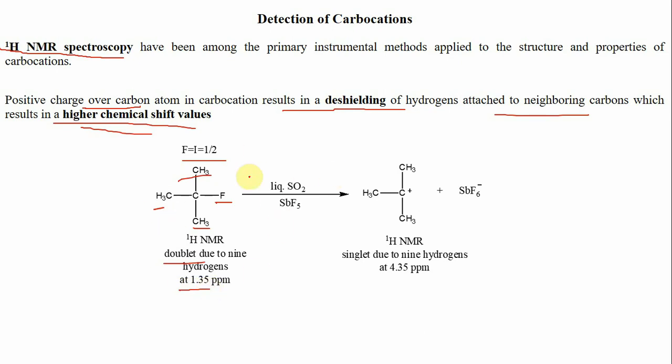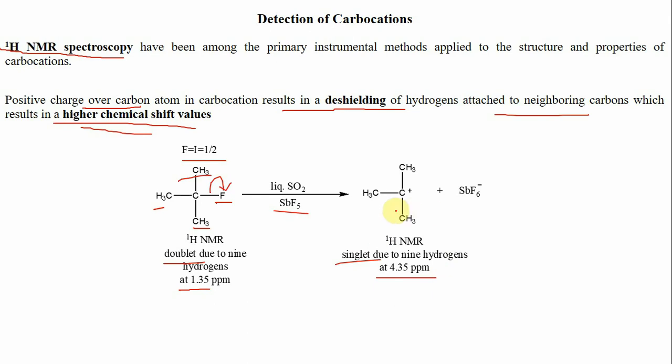Now if you treat this substrate molecule with antimony pentafluoride in liquid sulfur dioxide, this fluorine leaves with the bond pair of electrons, and this results in the formation of this tertiary butyl carbocation. And if you again record the NMR spectrum of this tertiary butyl carbocation, it gives rise to a singlet. It gives rise to a singlet because now there is no spin coupling between these 9 methyl hydrogens and the fluorine, because fluorine is not there. So it gives rise to a singlet at 4.35 ppm, a signal at a higher chemical shift value.